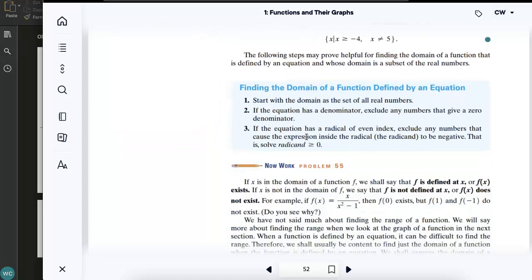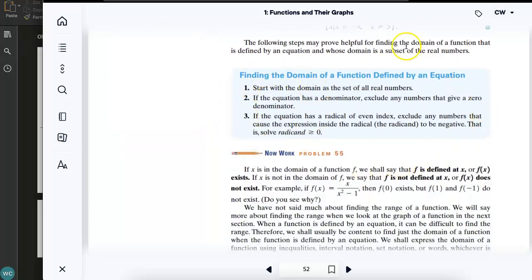But a little bit further down, this is summarized in this blue text box, where it says finding the domain of a function defined by an equation. You first start with the domain as the set of all real numbers. So we start with that assumption. Then we look to see, does the equation have a denominator, specifically the independent variable within that denominator? And if so, we need to exclude any numbers that give a 0 in the denominator. So we'll look for those things.